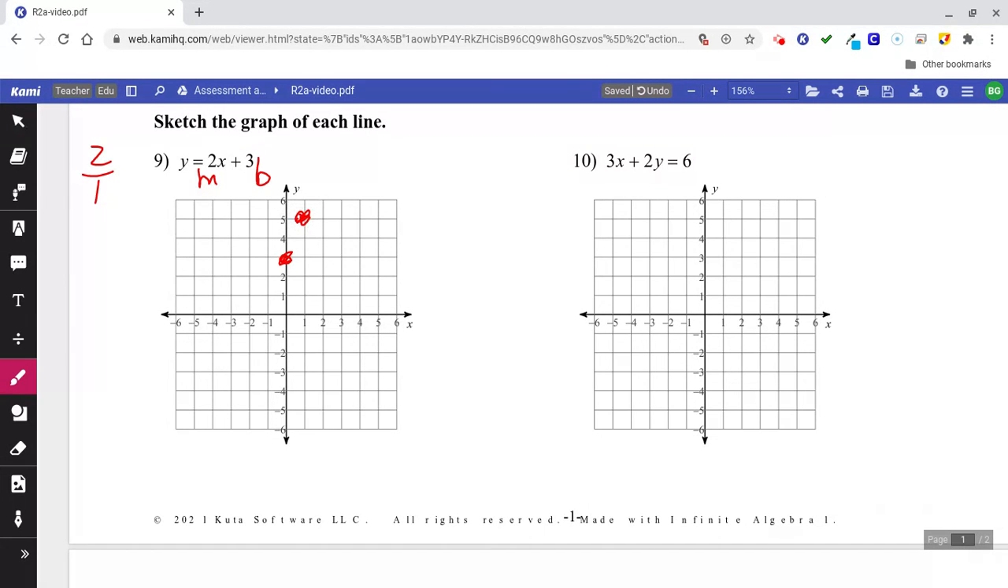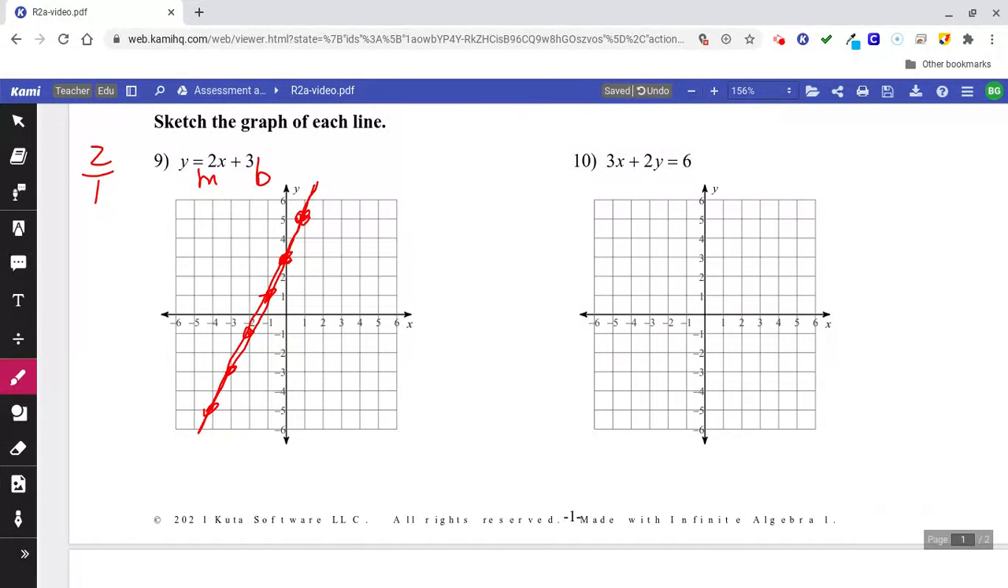You only really need 2 points to make a line, but I would probably reverse the pattern and get more points. So down 2 and left 1. I can't hit that point. Down 2 and left 1, down 2 and left 1. Do it several times, enough to make sure you can make a decent line.